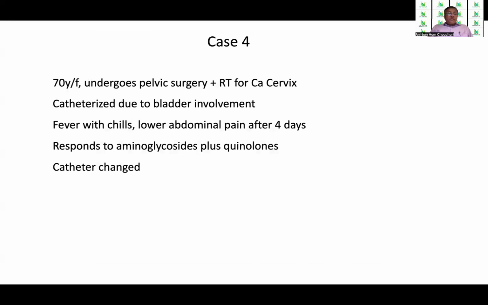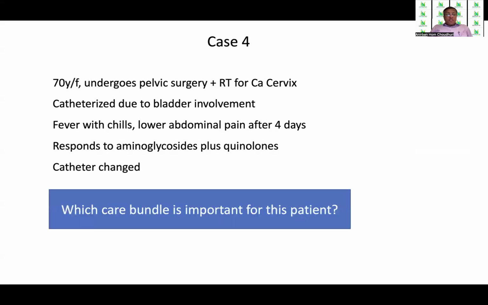Coming to the fourth case, a 70-year-old female undergoes pelvic surgery with radiotherapy for carcinoma cervix. The patient is catheterized due to bladder involvement. The patient experiences fever with chills and lower abdominal pain after 4 days. There is a response to aminoglycosides plus quinolones. The catheter is changed. Which care bundle is important for this patient?